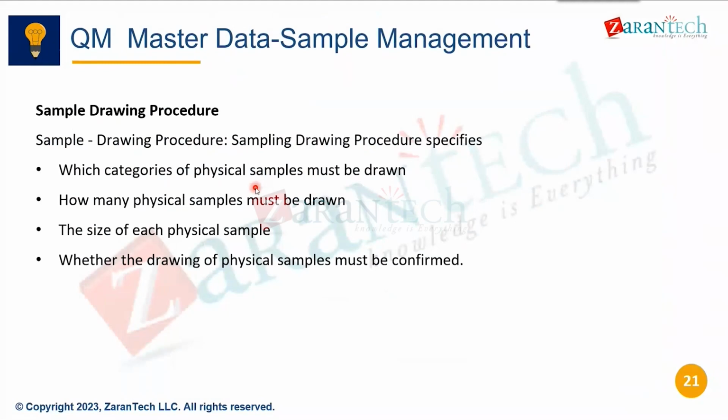Okay, no problem. Here we will define what kind of physical sample. It's a sample drawing procedure where we will calculate the physical sample. So here we will define what kind of sample is required to be drawn, whether it is a primary sample, pooled sample, or reserve sample. We have discussed this point, right?